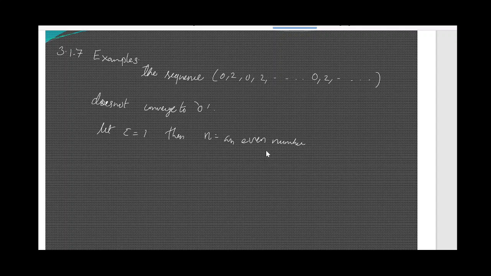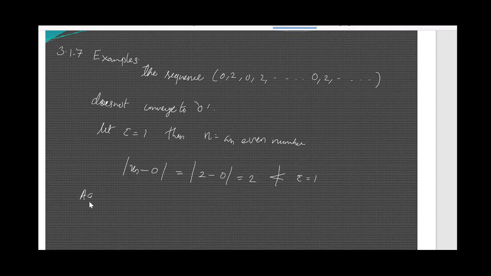Then what will happen? Whenever I have modulus of xn minus x, or xn minus 0, here x is 0, and n is even, so xn should be 2. So 2 minus 0, what I'm getting is 2. So in this case we cannot say that this value is less than epsilon, which is equal to 1. So it does not converge to 0.